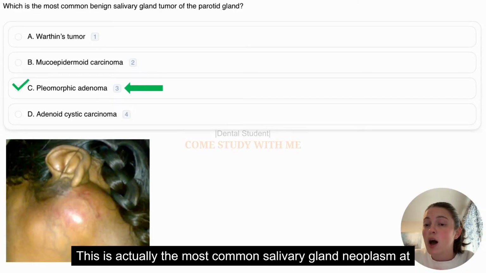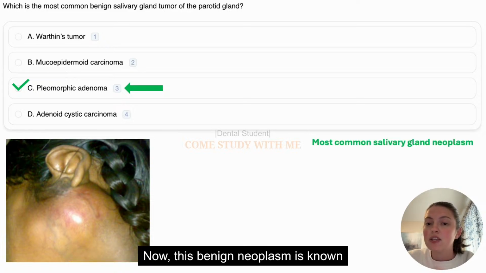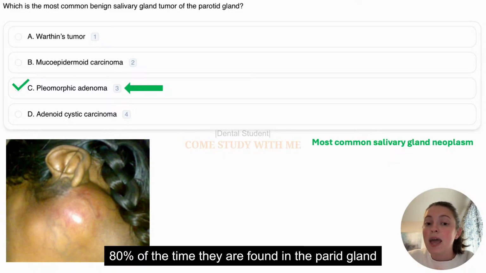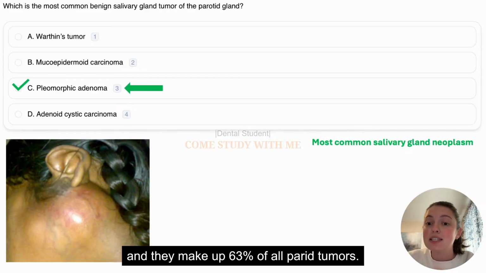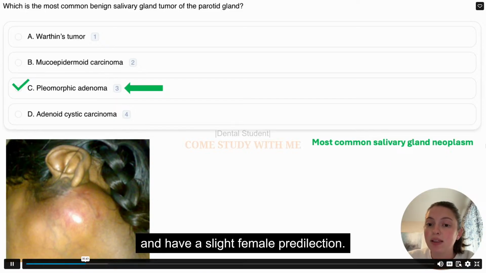This is actually the most common salivary gland neoplasm at all, both benign or malignant. Now, this benign neoplasm is known as a benign mixed tumor due to its diverse microscopic appearance between different tumors. 80% of the time, they are found in the parotid gland, and they make up 63% of all parotid tumors. They're usually seen in those in their 4th to 6th decade and have a slight female predilection.